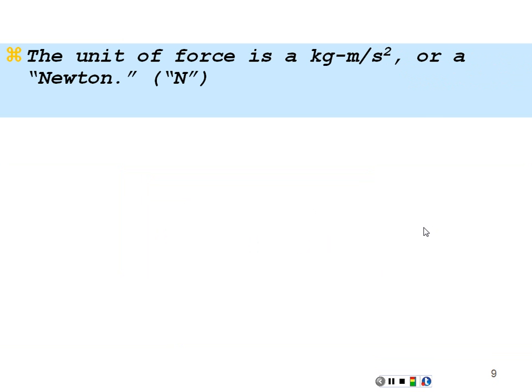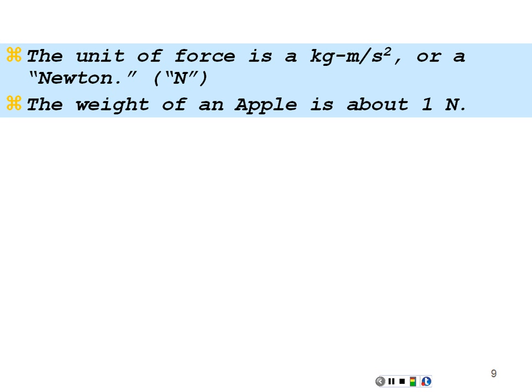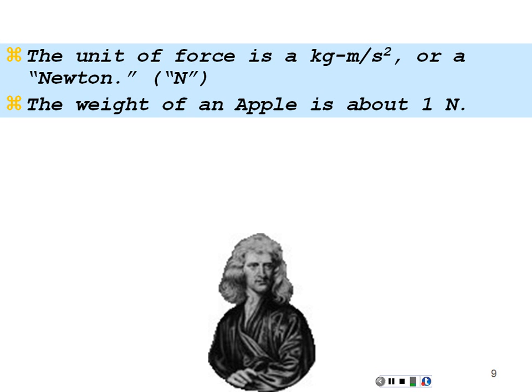The unit of force is a kilogram meter per second squared. So it goes with mass and acceleration. Kilogram meter per second squared. And this is used so often in the SI system that there is a unit assigned to that called, coincidentally, the Newton. Who would figure? So the Newton is a kilogram meter per second squared. And the weight of a small apple, maybe like this, is approximately 1 Newton.